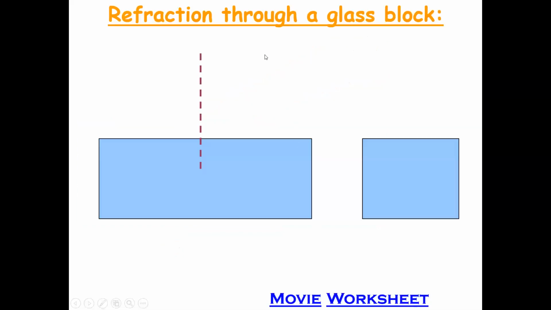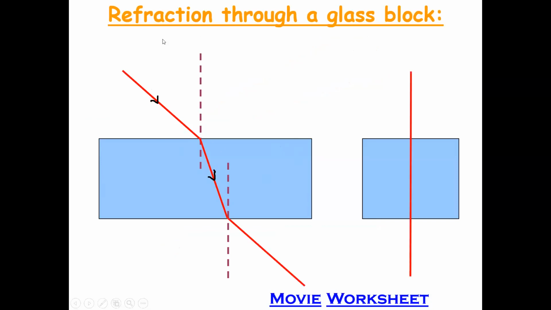Now refraction through a glass block. What happens when refraction occurs through a glass block? When the light strikes the surface, it changes direction. Moving from air to glass, it will slow down and bend towards the normal, and moving from glass to air, it will bend away from the normal.